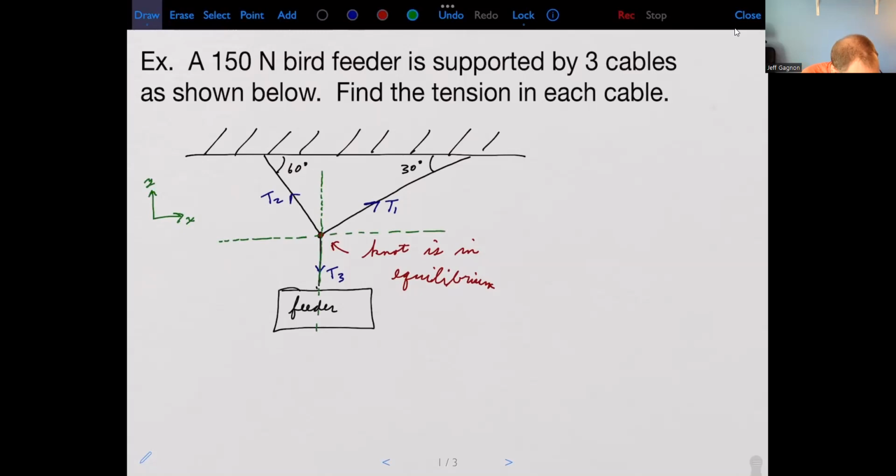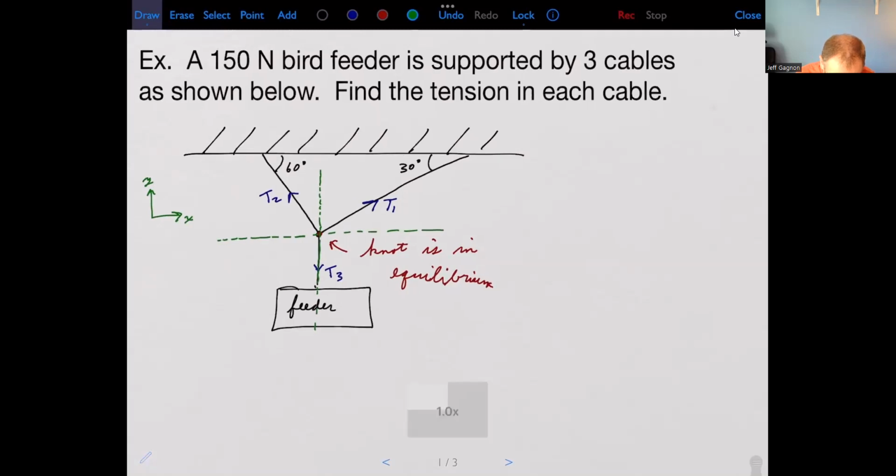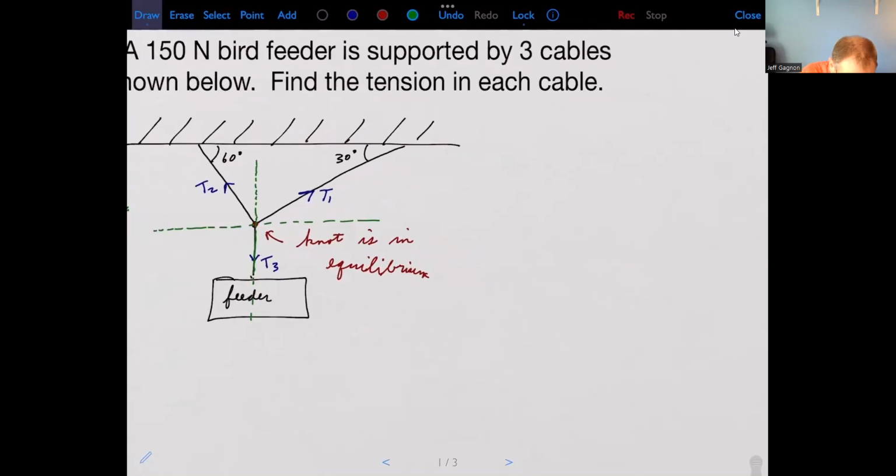Okay, so here I'm going to draw this picture again because now we need to find the components of each of those forces. So I first have T1. I don't know what the magnitude of T1 is. That's what I'm trying to find.